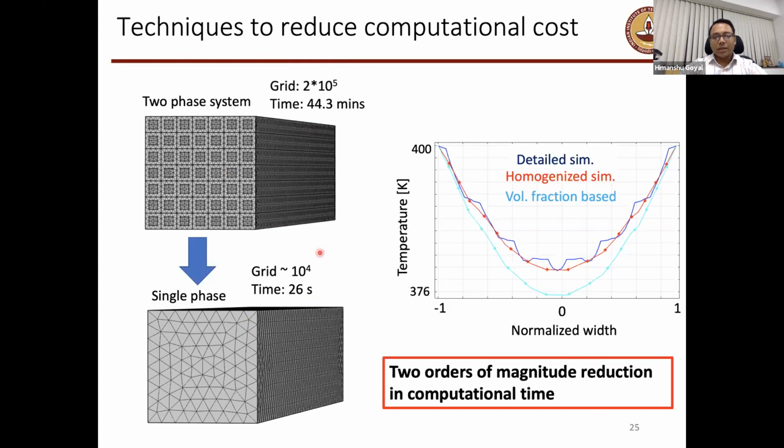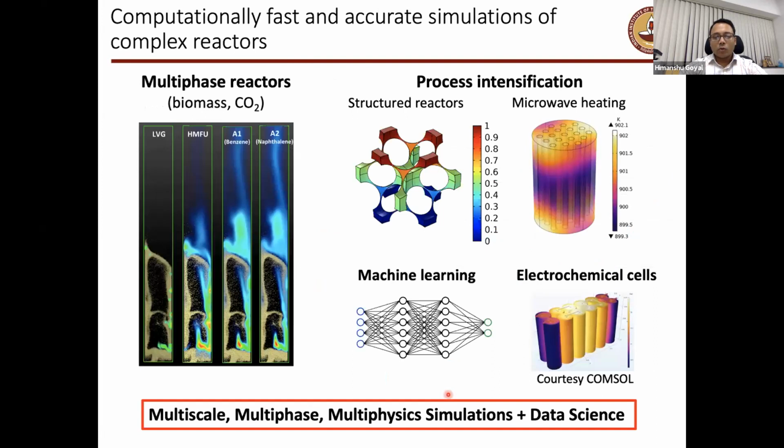So you can see if we compare the grid as well as time, we get about 2 orders of magnitude reduction in the computational time. So overall, in our group, we have been working on modeling and simulations for, as I mentioned, multiphase reactors and process intensification. We have also started working on electrochemical cells and applying machine learning to reduce the computational cost. So this is the overview of what we have been doing.